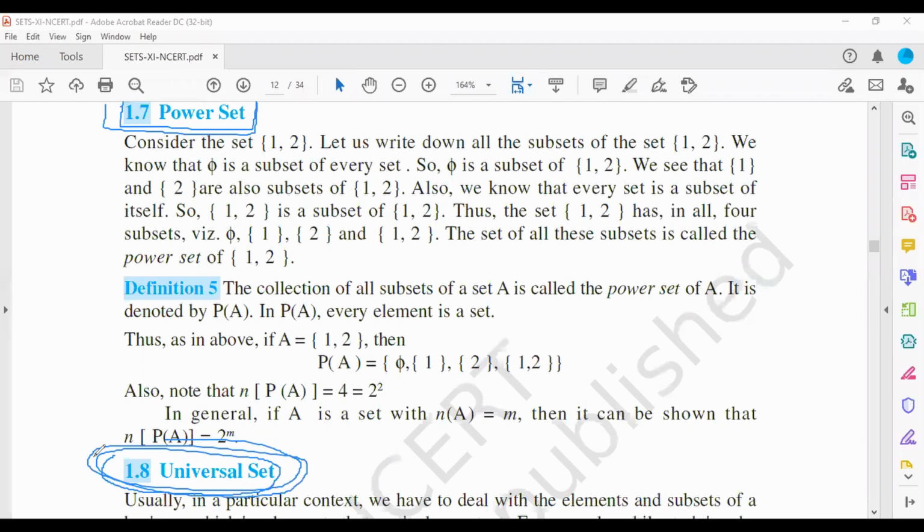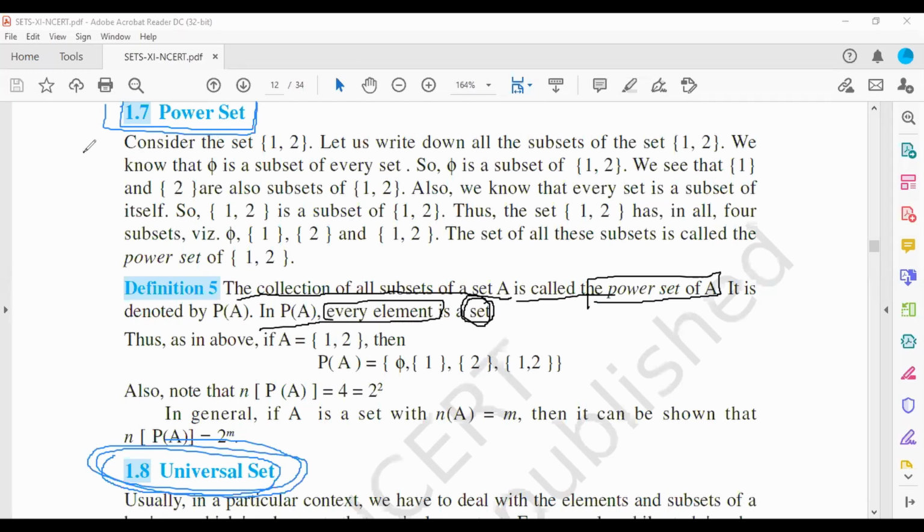Yeah. So the power set. We have to talk a lot about this. The power set. There is a definition part. You can make note of the definition. The collection of all the subsets of set A is called the power set of A. In P of A, every element is a set. Every element is a set.